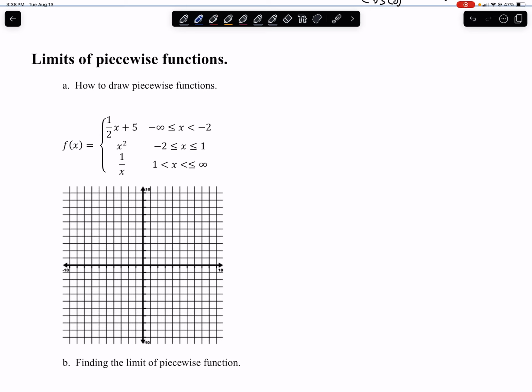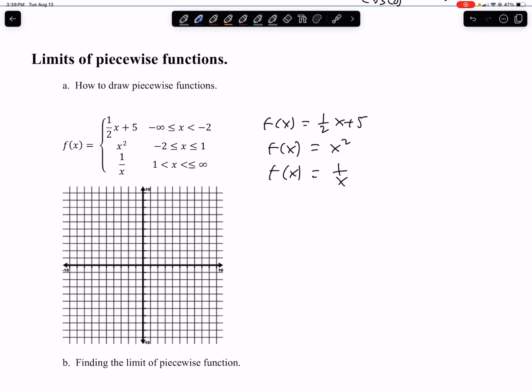So I'm going to graph this function, show you basically what's going on. In a piecewise function, you're graphing 3 separate functions. So in a sense, you're graphing this, you're graphing the second function, and you're graphing the third function.